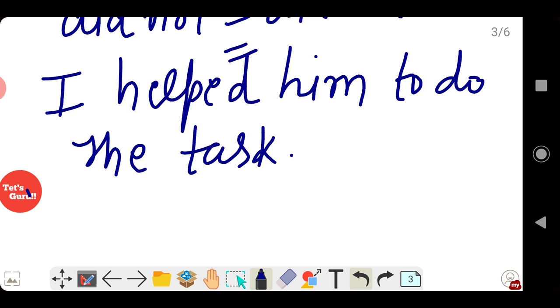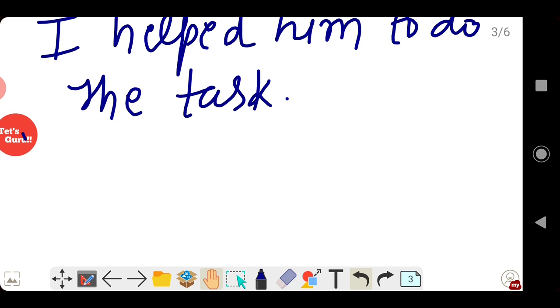So many times you must have faced this situation when you talk to someone, where you work, and you speak in this way. I helped him to do the task.